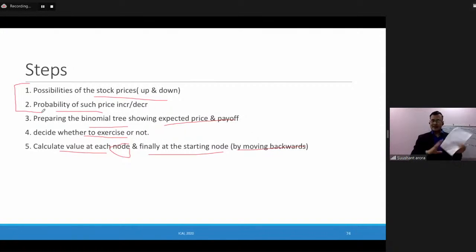Now, you can't just end up your question like this. If they're asking you to prepare a binomial tree and the payoff, then you have to start doing it at each node. In that, the knowledge of the call option and the put option is very essential in the exam. Please do not ignore this.